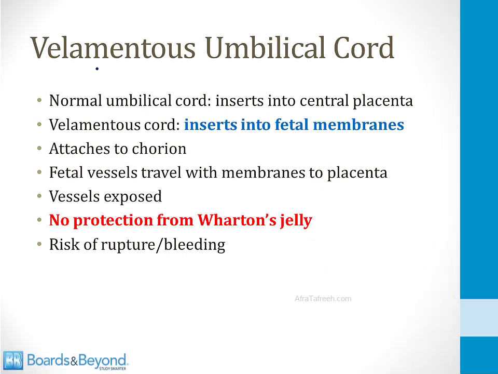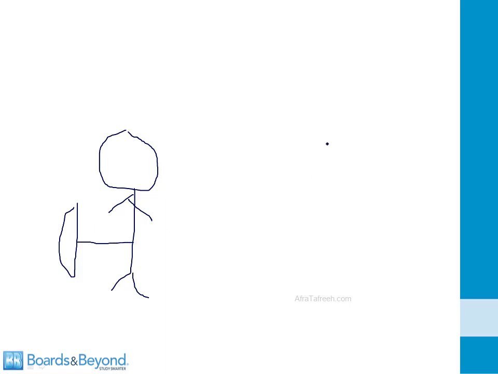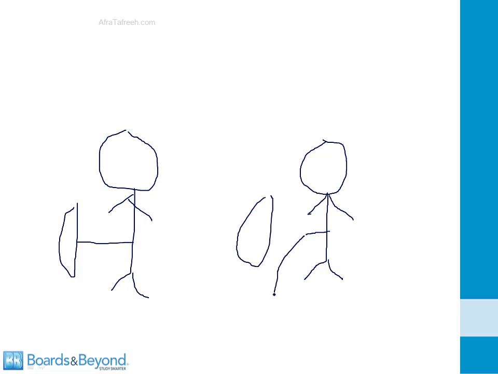Next, let's talk about a velamentous umbilical cord. To understand this better, let's imagine that we've got a little baby inside the womb. Under normal circumstances, the umbilical cord of the baby travels from the umbilicus and inserts directly into the placenta. In a velamentous cord, it's a little bit different. You still have the umbilical cord traveling from the umbilicus of the baby, but instead of going straight to the placenta over here, it inserts into the membranes, and then the fetal vessels travel exposed through the membranes to the placenta.